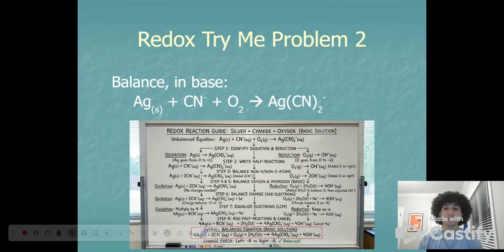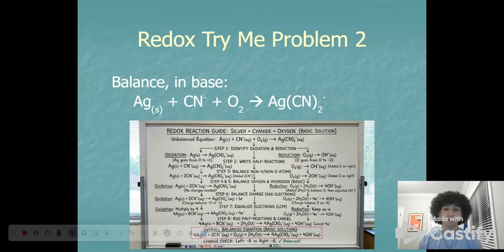dicyanoargentate ion. That's really hard to pronounce, by the way. I hope you guys can give me the benefit of the doubt here. For reduction, oxygen is the non-hydrogen atom here. We have two oxygen atoms on the left, so put a 2 in front of the hydroxide. Oxygen gas yields 2 hydroxide ion.